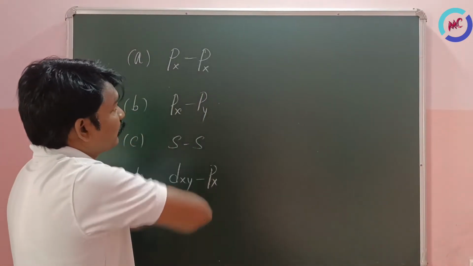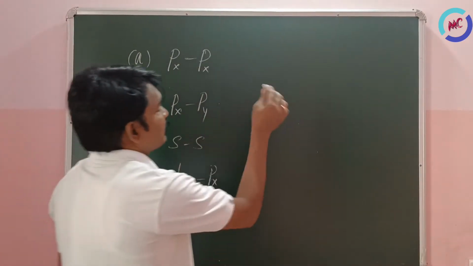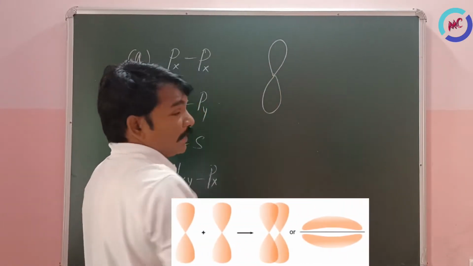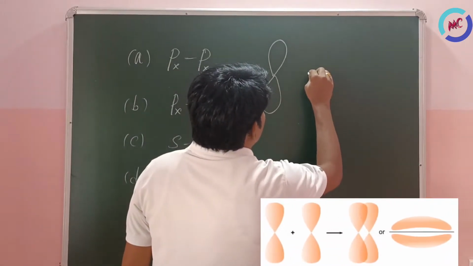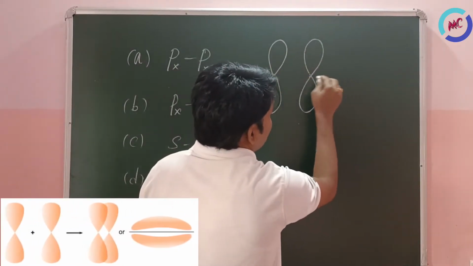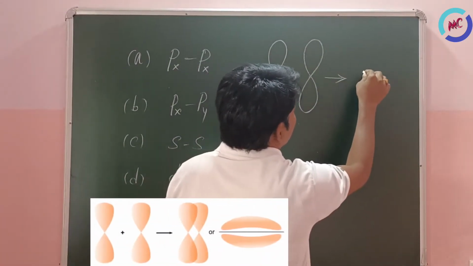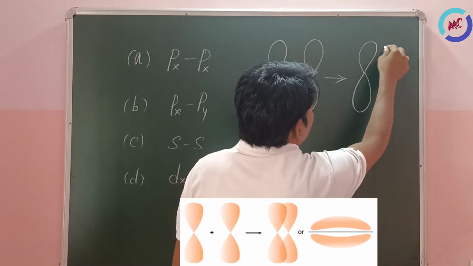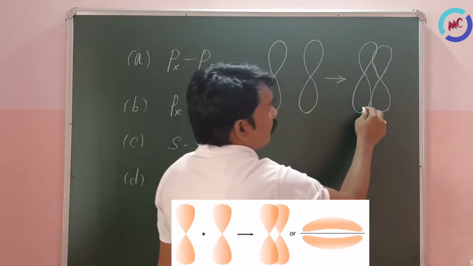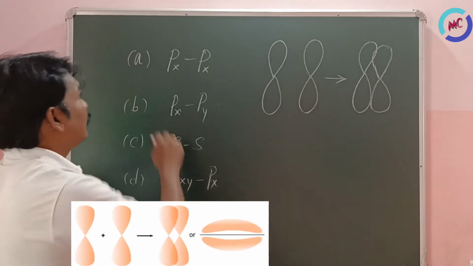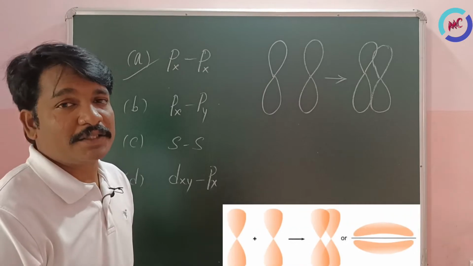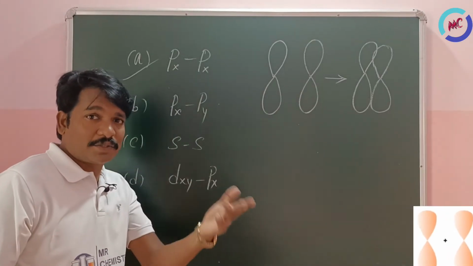See here, first one, the overlapping between px and px. If you take px of one atom and px of another atom, what will happen? Side by side overlapping takes place. Overlapping takes place here, which means the possibility of overlapping is there. They are asking in which case zero overlapping, which means there is no overlapping.